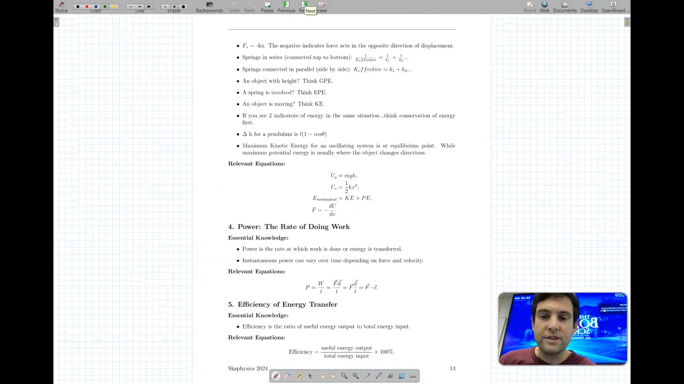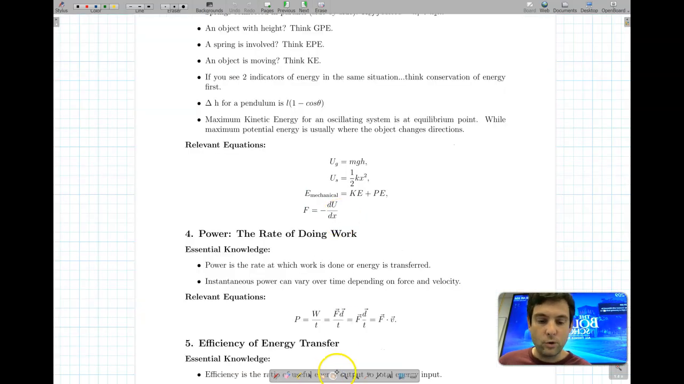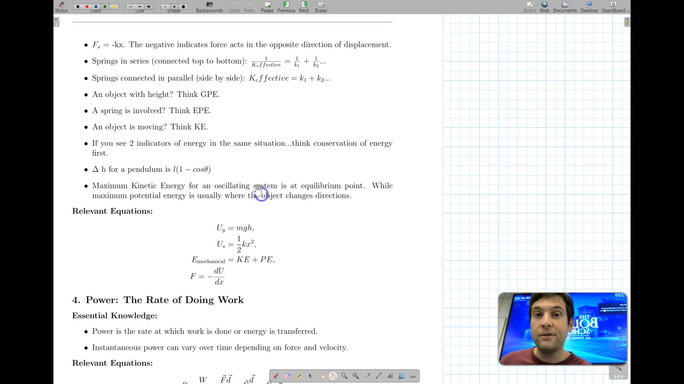Our spring force equals negative kx. Remember that negative indicates a force acting in the opposite direction of your displacement. Springs in series. It hasn't come up often enough for me to spend class time on this, and it's easy enough that I can just go through it here quickly with you.